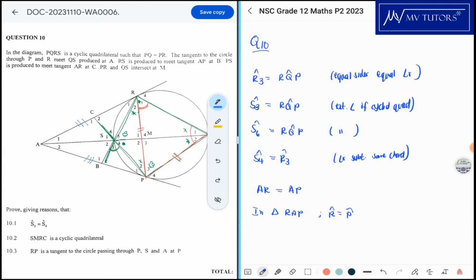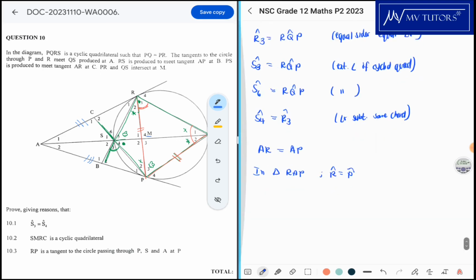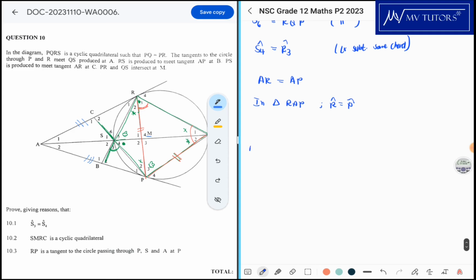Okay, so we're done with the tangents, and then it says PS is produced to meet tangent AR at C, and PR and QS intersect at M. Okay, there is M if you couldn't see it. All right, now we can finally answer questions.